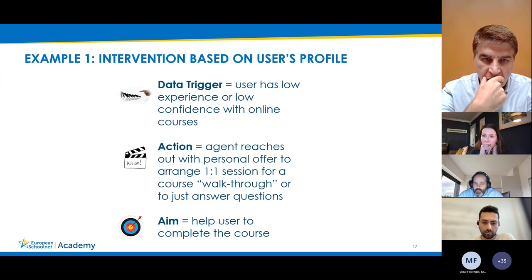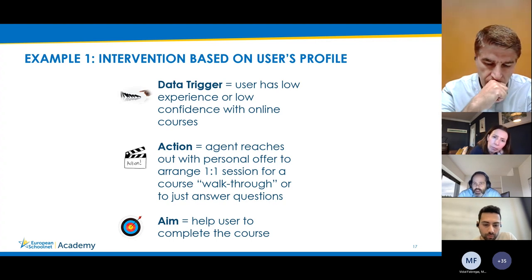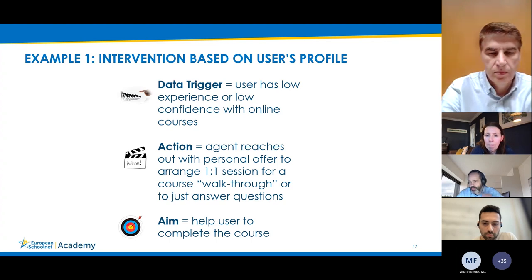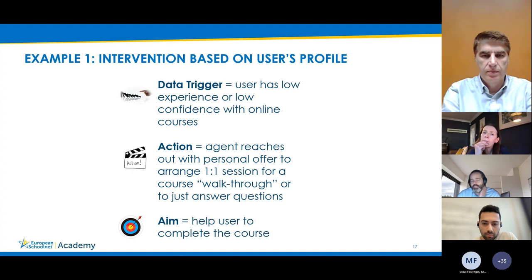So here's an example of an intervention that was based on the user's profile. The data trigger here was that the user had low experience or low confidence with online courses. That led to an action from the support agent. They reached out with an email saying, look, I'm available to help you here. We can have a one-to-one chat, or if you want, just get back to me by email with some questions you might have, and I can help you walk through some of the questions or concerns you have. The aim here was to make sure that we didn't lose these people and to help them complete the course.